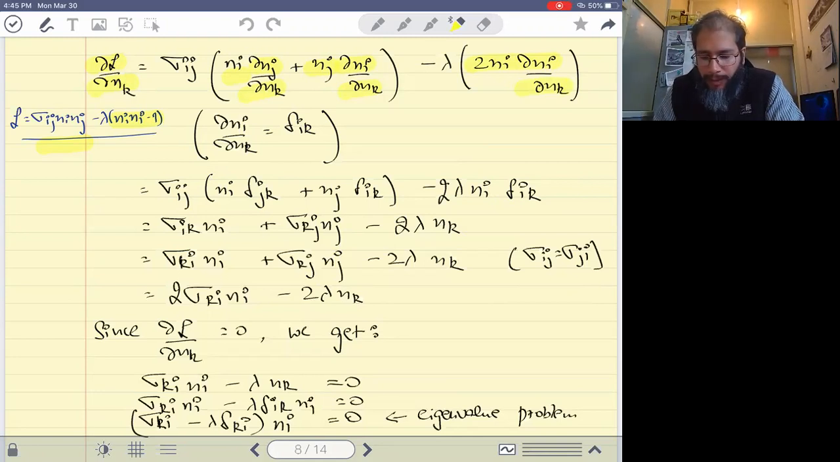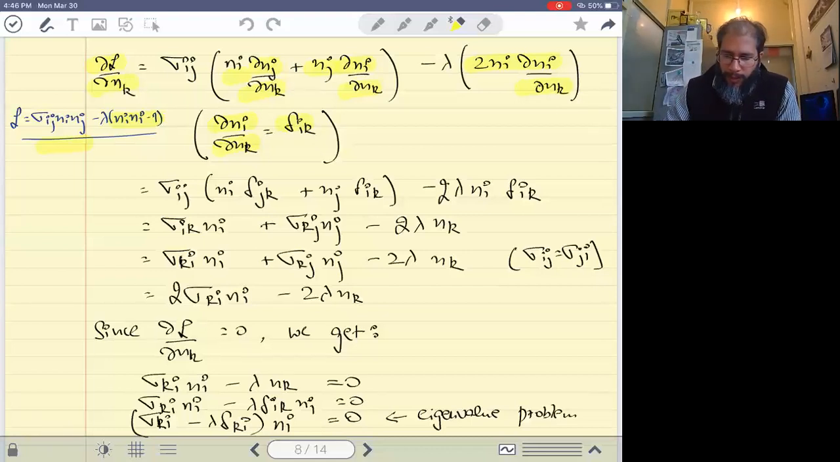Now we also know that del ni upon del nk is delta ik, because if i is equal to k, you get a 1. If i is not equal to k, then there are two different components of the n vector, and they are not dependent on each other because they are independent components of the vector n. So I can simply replace the term del nj by del nk by delta jk. Similarly, del ni by del nk becomes delta ik, and del ni by del nk becomes delta ik.